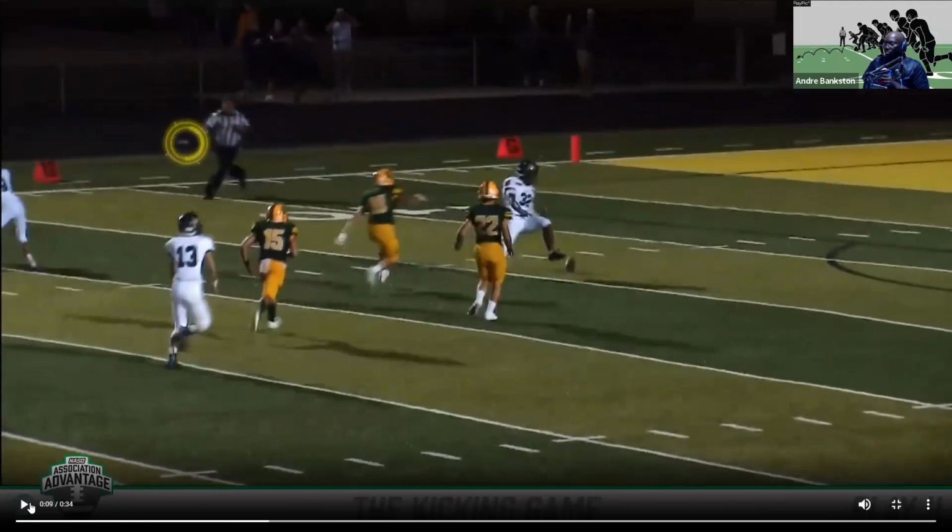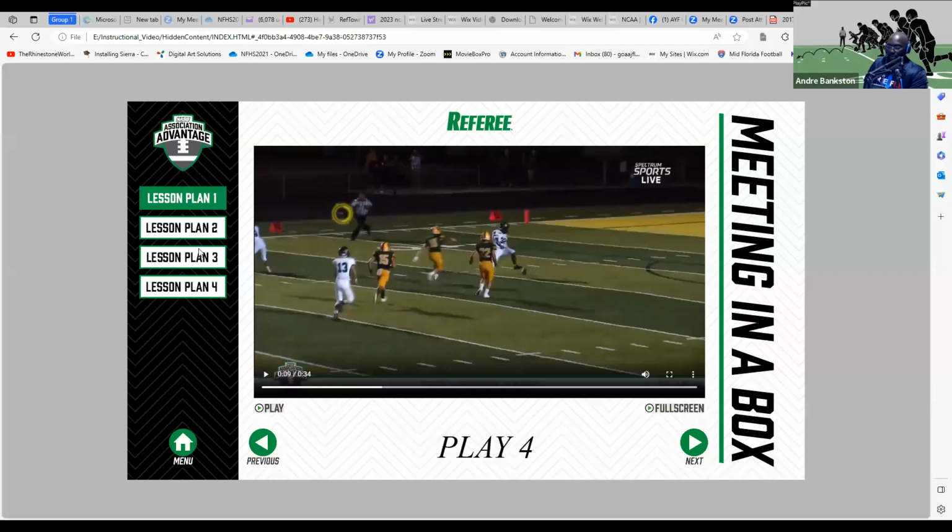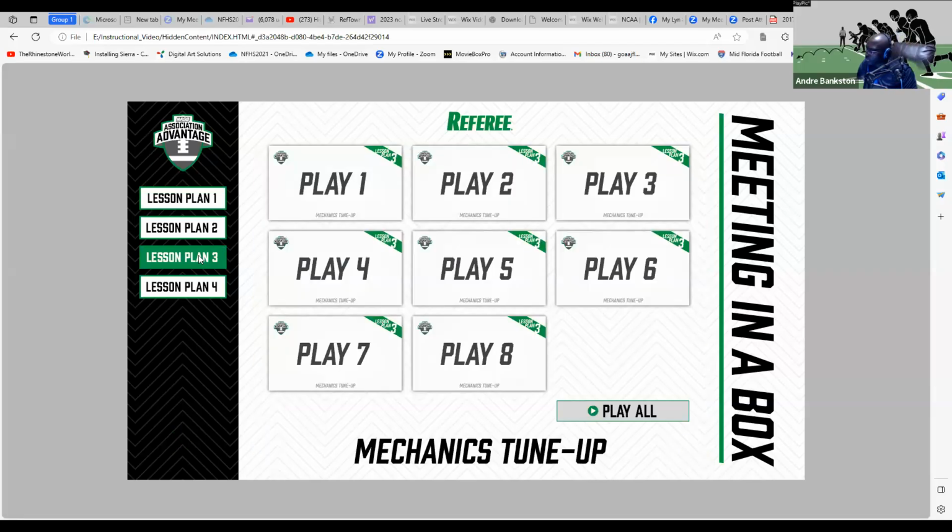The beanbag. Okay. Obviously, that's the wrong one. Let me see. Lesson 3, play 4. Okay.